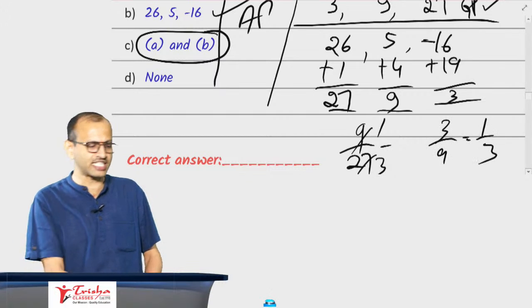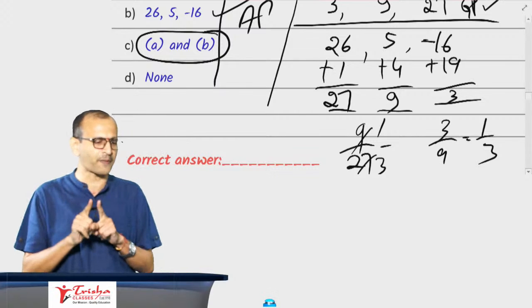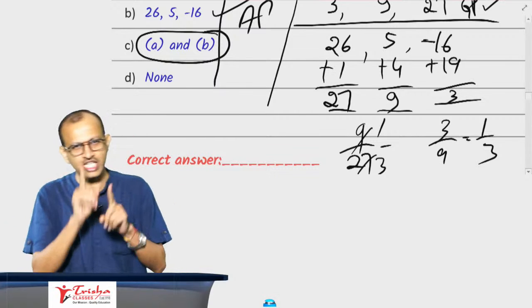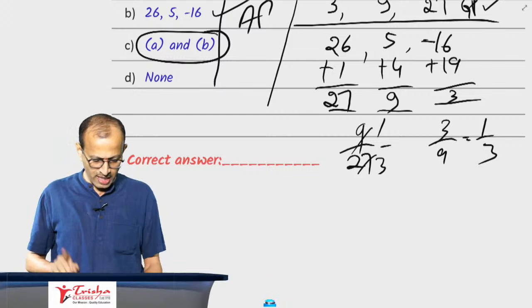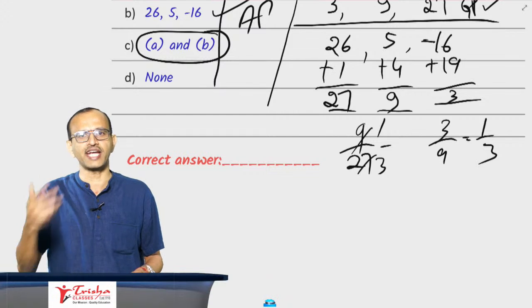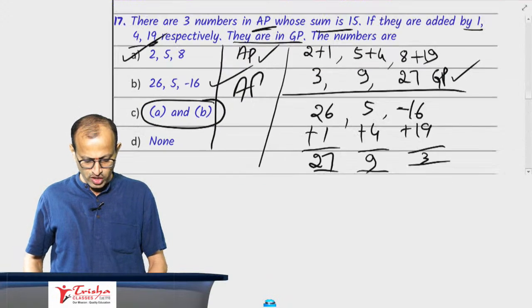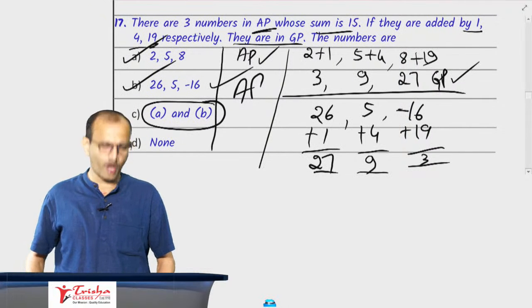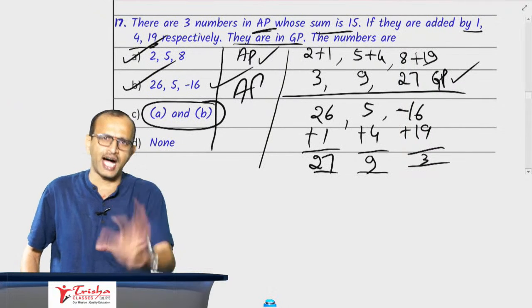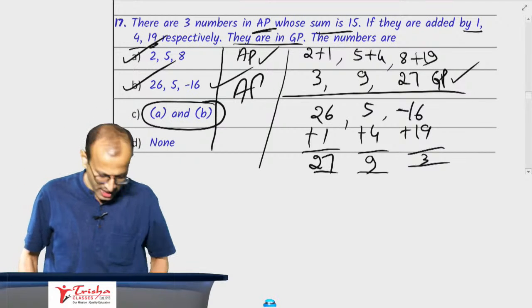Will you get another GP? Therefore, the first condition is true, AP. Second condition, after adding they become GP. It is true in both option A and option B. Therefore, your correct answer is not A, not B, it is C.